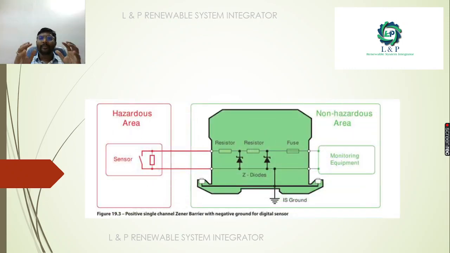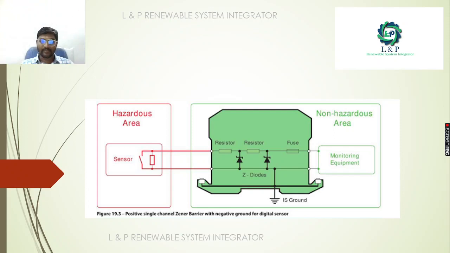As we told earlier, for a digital sensor, in order to protect your digital sensor from harm, you can use a Zener diode. You can monitor with the help of the monitoring equipment. With proper grounding in the non-hazardous area, you can install this sensor in the hazardous area, especially these digital sensors.